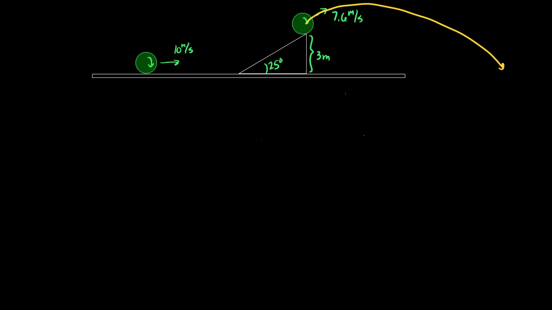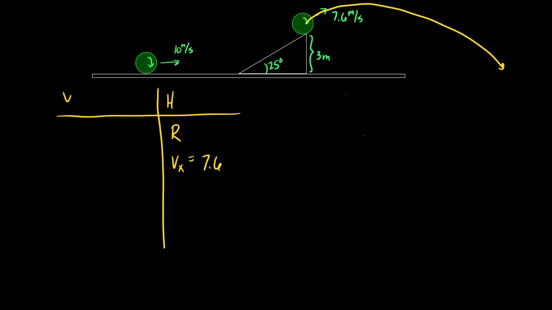So I'm going to do our old school thing from way back in the day, horizontal, vertical, and, well, I guess we used to do it the other way. Vertical, horizontal, there. So the range, Vx is going to be 7.6 cosine 25 degrees t. Delta y is going to be -3 meters.